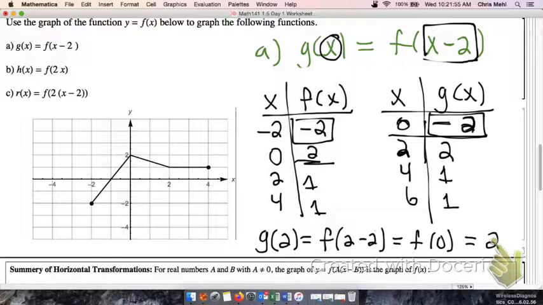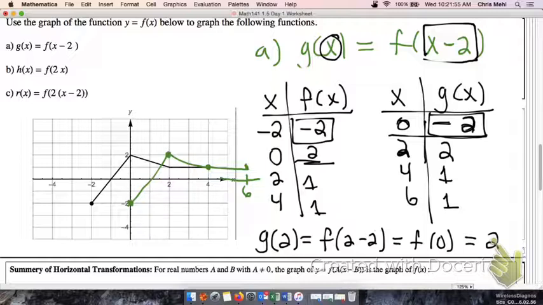Okay, and now I can plot those points. Let me go back to a green color. So I have now 0, minus 2, this point right here. I have 2 to the right and up 2, that point right there. And then when x is 4, g of x is 1, right here. And then I don't have room for it, but let's say 6 is right here. Okay, now g of 6 is +1.